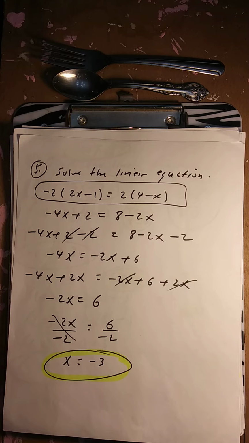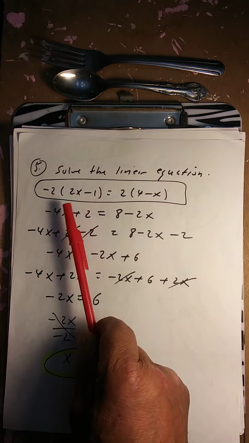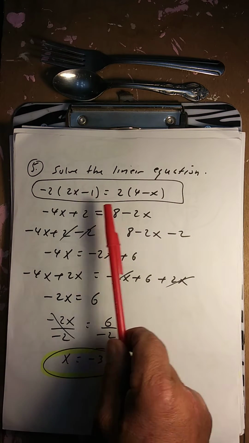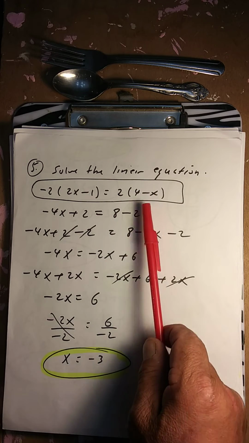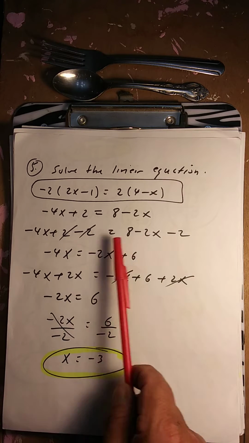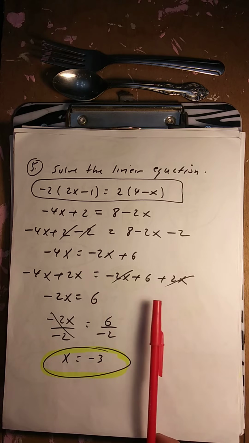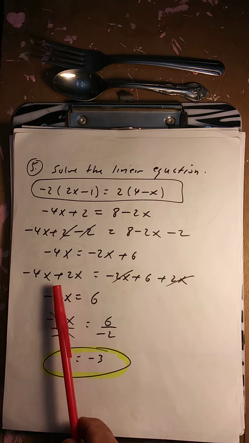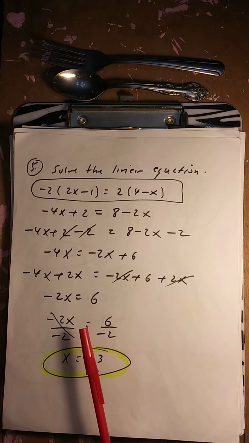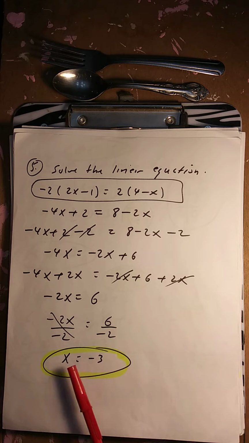Solve the linear equation. Negative 2 times that, negative 4x. That times that is 2. 2 times that is 8. That times that is negative 2x. So minus 2 minus 2, these are gone. Negative 4x equals negative 2x plus 6. Add 2x to both sides. So this is going to give you negative 2x equals 6. Again, divide by negative 2, divide by negative 2. So x is what? Negative 3.